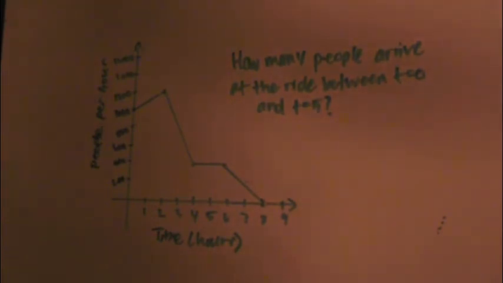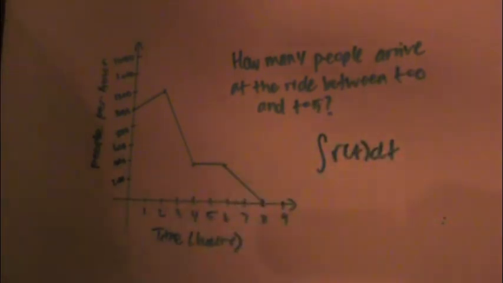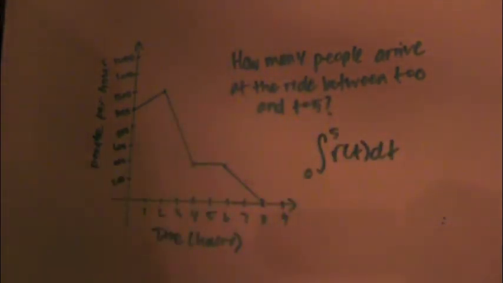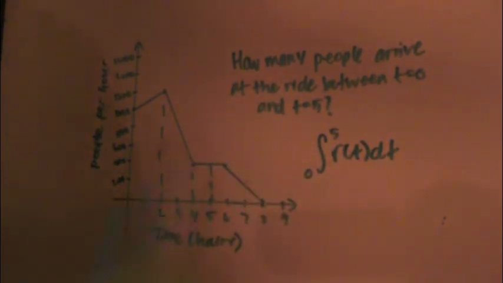To find this, we will take the integral of this graph, the integral of r of t dt. So that would be integral r of t dt. This is time, and this is r of t. And it would be from 0 to 5, because t equals 0 and t equals 5. To find this, use the area of geometric shapes. Use a rectangle and 2 trapezoids. They are right here, and here, and there, because you're only going until time equals 5.